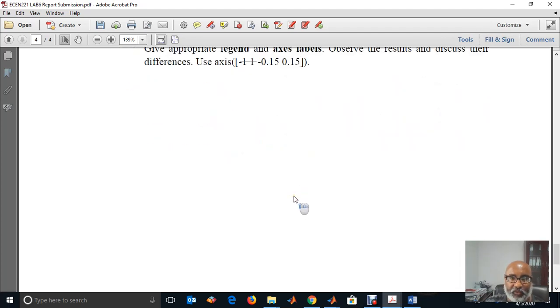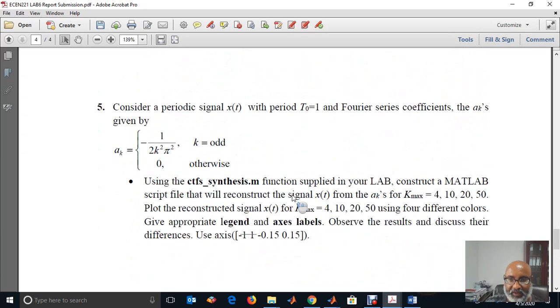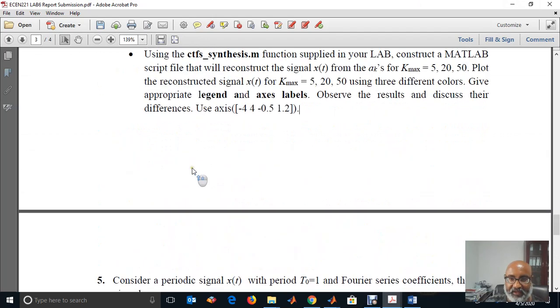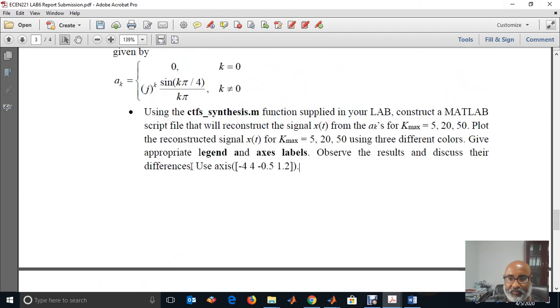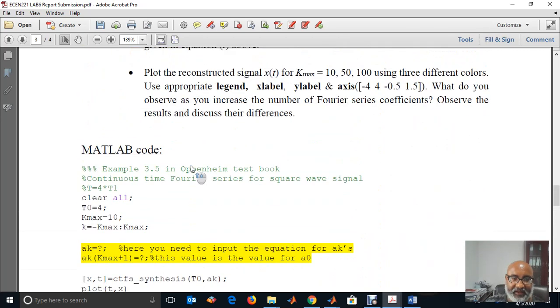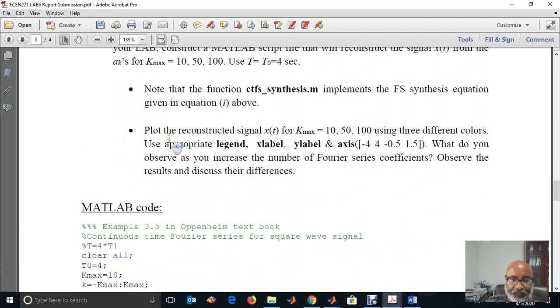So that's all about lab 6, and you can get further theory in the textbook. Read about Fourier series to have more understanding of how reconstruction is done from the a_k.